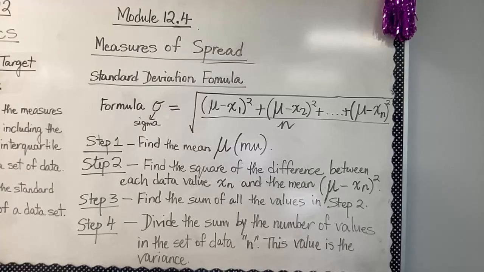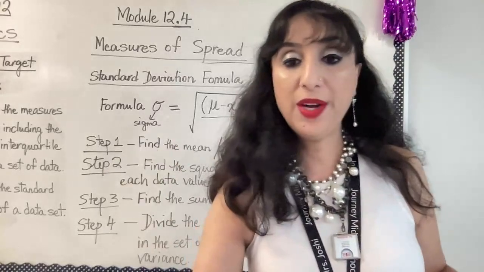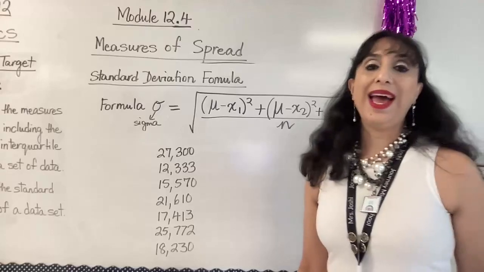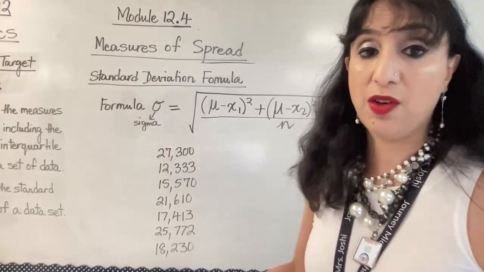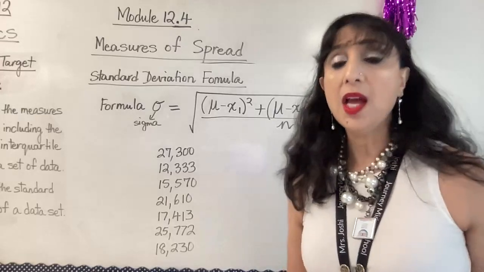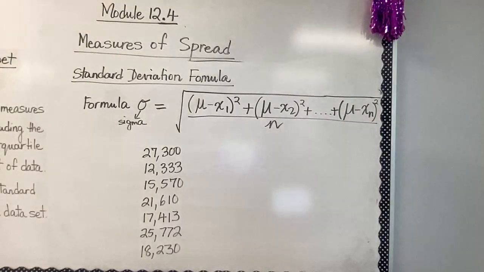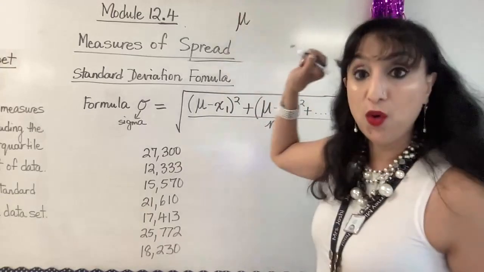So let's use this knowledge to calculate a problem. Okay, so I am just going to do it on the whiteboard. All right, so I have this data provided to me, and I am going to try to find the standard deviation of these numbers. So I can see I have 1, 2, 3, 4, 5, 6, 7 of them. So the first thing is I'm going to find the mean, which is represented by mu, right?